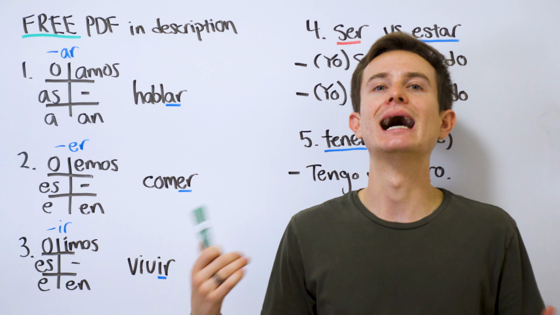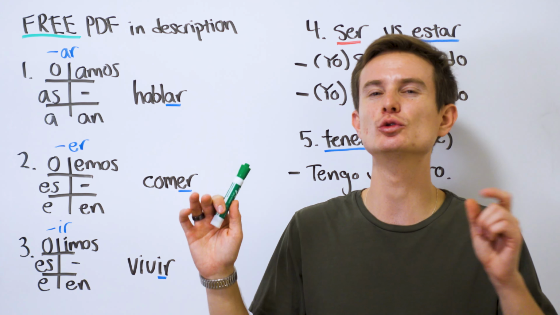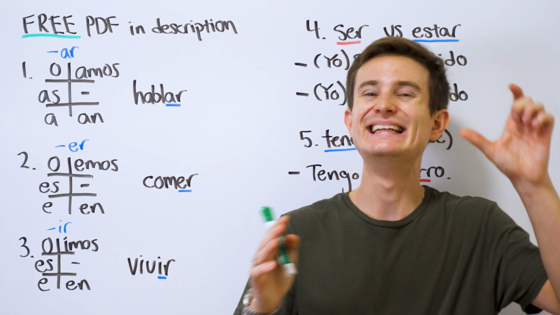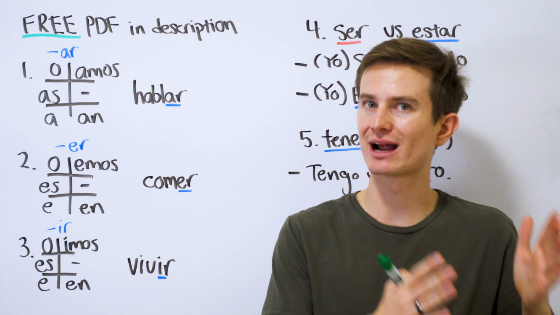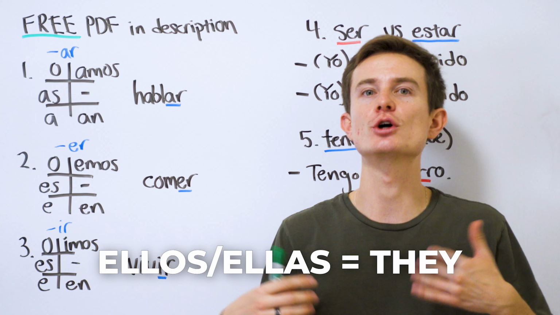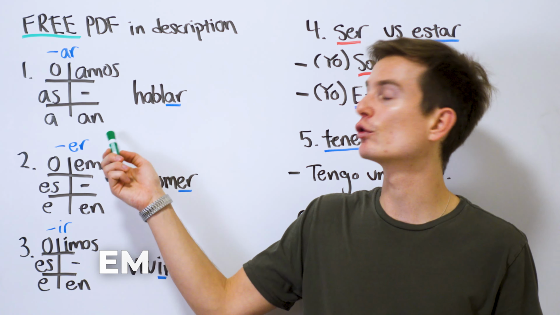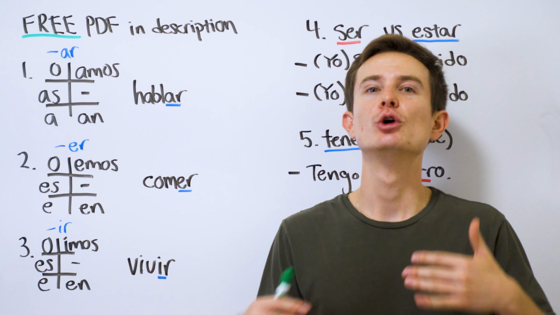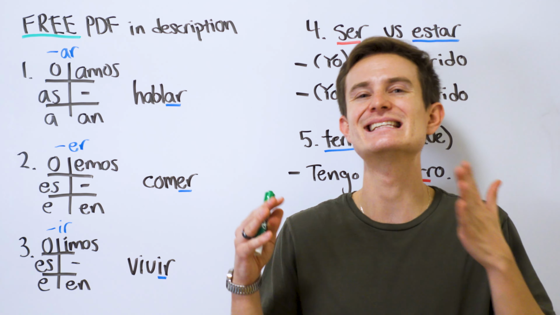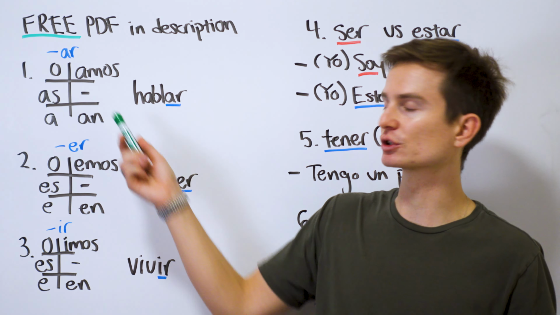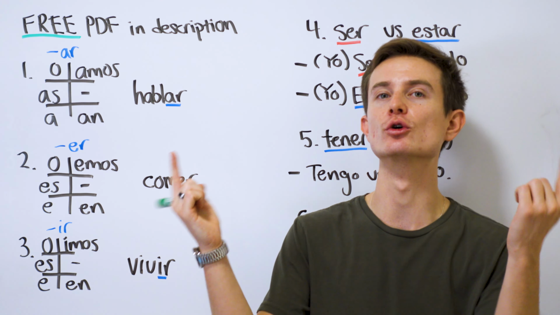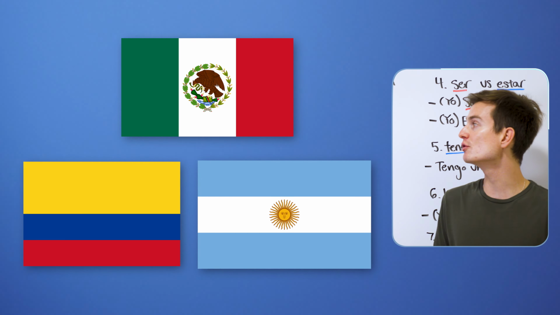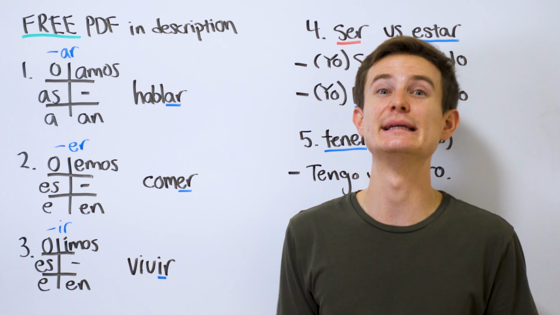And finally, we have an for ellos, ellas, and ustedes. So they, so that can be all male. That could be 99 males and 1 female. That can be for ellos. Then we have ellas, which is only female, meaning they. And then we have ustedes, meaning you all or you guys. Now, in Latin America, ustedes is used both formally and informally. In Spain, the reason we use vosotros is because that is to refer to a group informally. But in Latin America, so Mexico, Colombia, Argentina, wherever you go, ustedes will be both formal and informal.